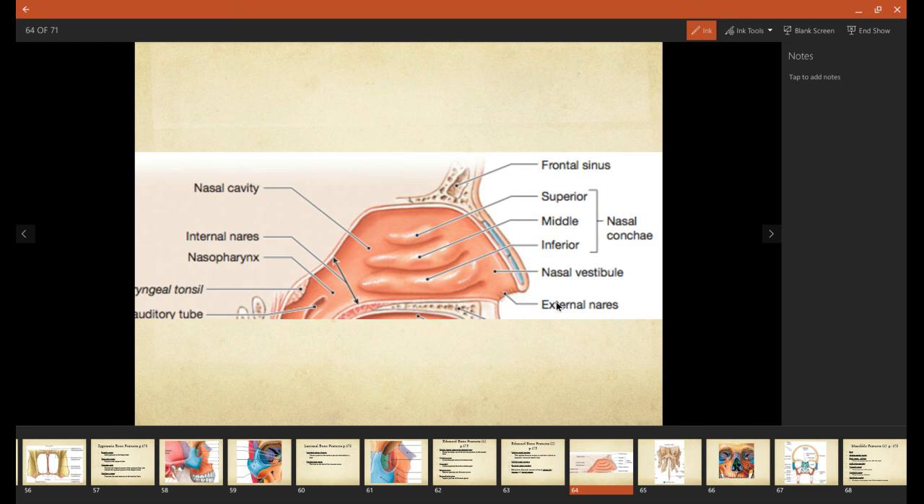Looking at this picture, we see the external nares, again, the opening to the nasal cavity. We also have a good representation of these conchae and their positions. The superior at the top here, middle, and then the inferior nasal conchae.